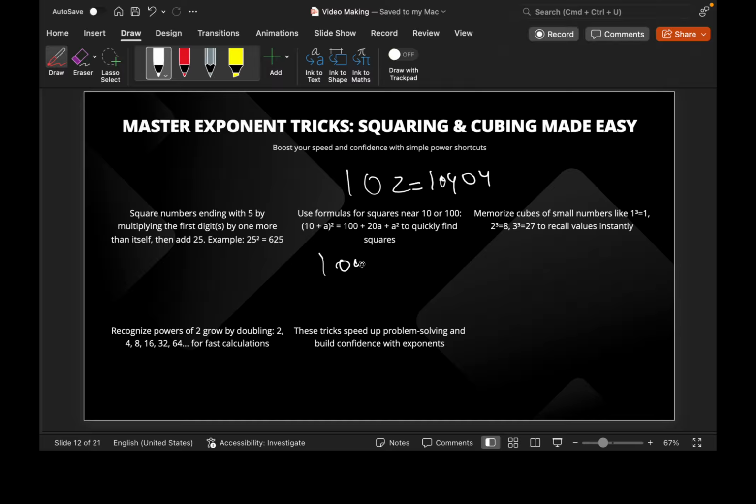Let's take 109. 81 is the square, 18 is the double, and then 1. This is the square of 109. This is the square of 102. As simple as that. That gets your answer quick, fast, and you don't need to waste time on this.